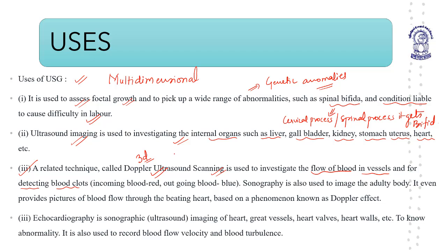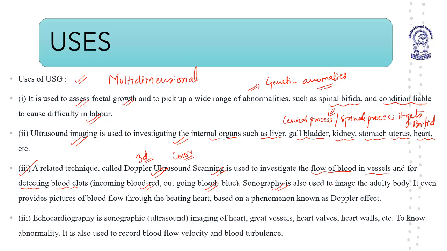So a 3D Doppler ultrasound or a color Doppler ultrasound helps to diagnose different types of hemostatic disorders, having a blood clot, thrombus formation, or emboli formation in the major arteries. Understood? Incoming blood red, outgoing blood blue. Incoming blood is red because of the high amount of heme or hemoglobin, oxygenated blood, and the outgoing blood is blue. Why? Because it has the deoxygenated part.